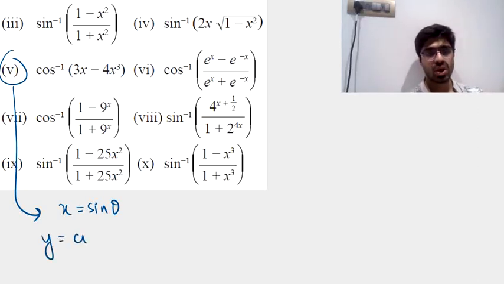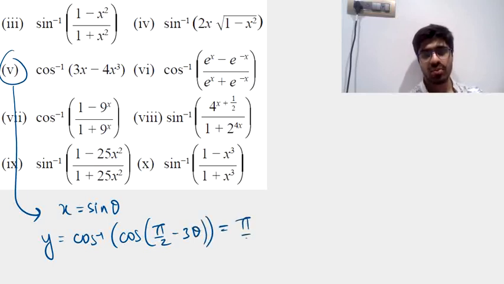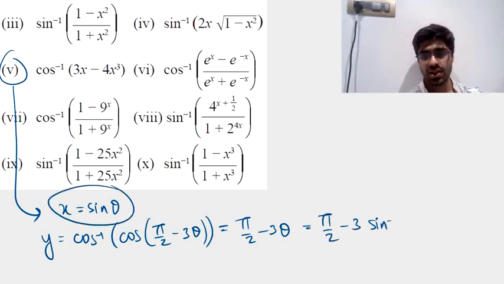So y becomes cos inverse of sine 3 theta, that will be written as cos inverse of cos of pi by 2 minus 3 theta. So this will simply be pi by 2 minus 3 theta, and we put back theta as sine inverse x, so pi by 2 minus 3 sine inverse x. So dy by dx is going to be 0 minus 3 into the derivative of sine inverse x, which is 1 over root of 1 minus x square.